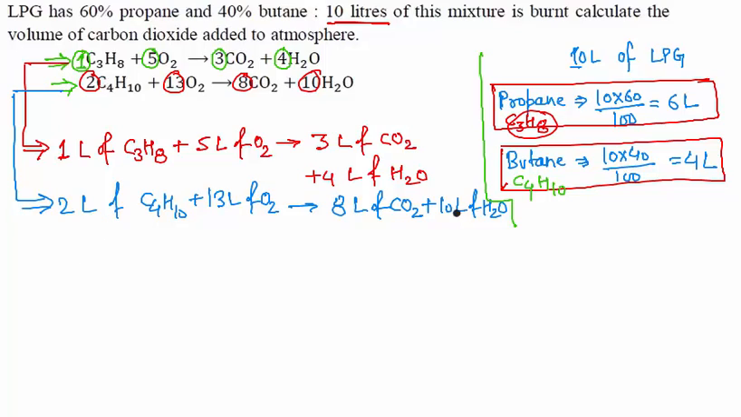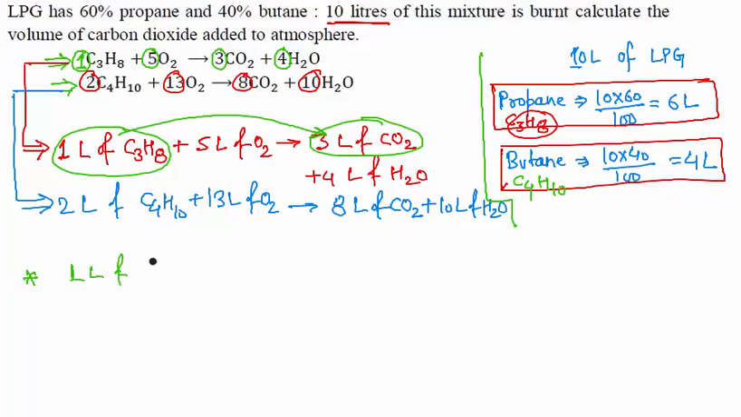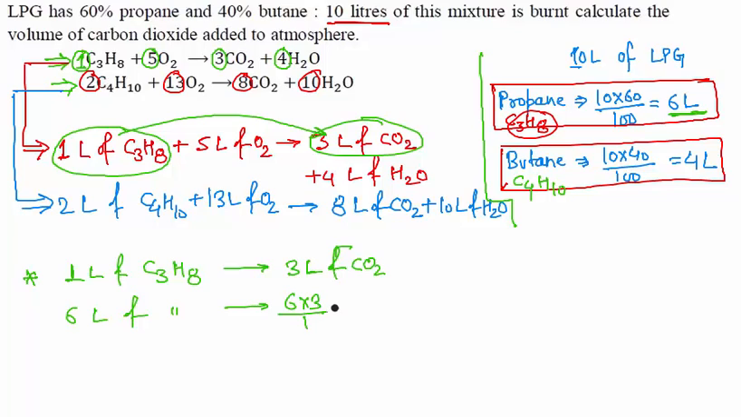Now you can see, look at the first equation. If 1 liter of C3H8 is providing you 3 liter of carbon dioxide, and you have 6 liters of propane, that is C3H8, then 6 liter of C3H8 will provide 6 into 3 upon 1, that is your 18 liter of carbon dioxide.